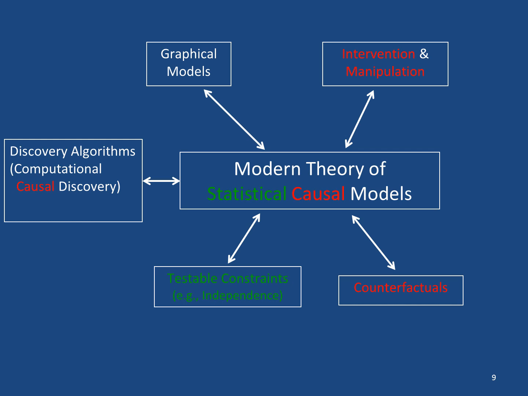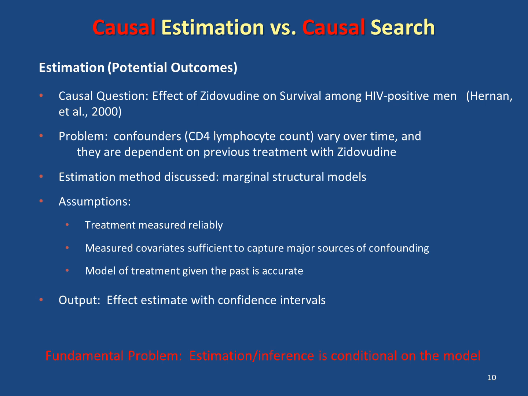So we have what we think of as a modern theory of statistical causal models, which involves graphical models representing interventions and manipulation, counterfactuals, entailing from causal structure testable constraints that I can look at in data, and then discovery algorithms that we'll get to soon.